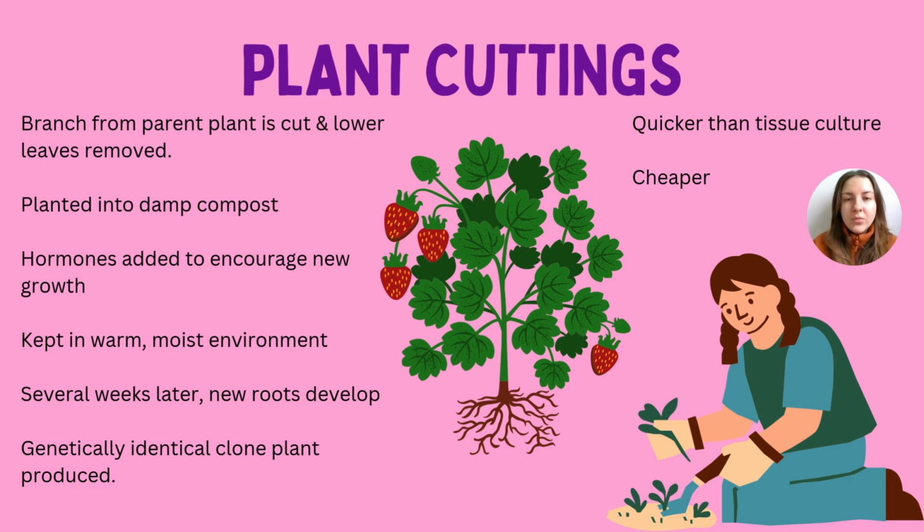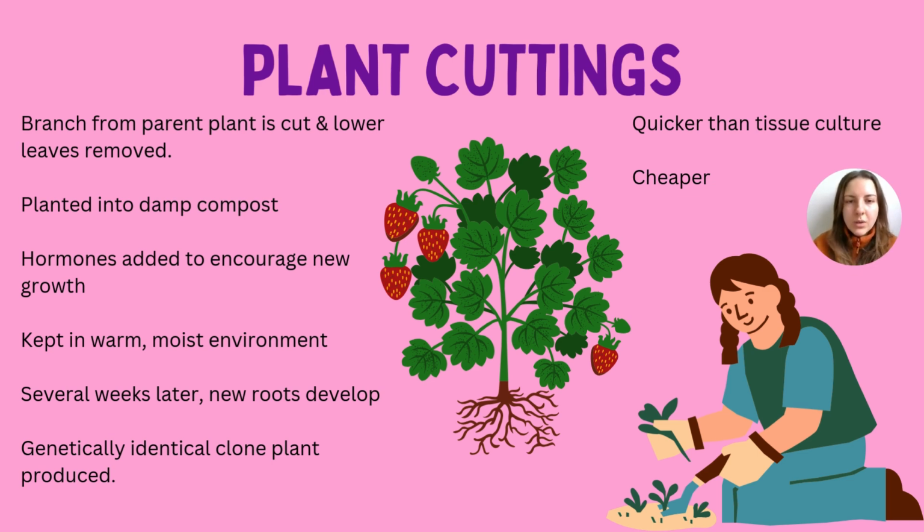So how is this actually done? Well, a branch from a parent plant is cut and the lower leaves are removed. And then the plant is dipped into damp compost and some hormones can be added to encourage new growth. However, in reality, you don't always need to do this. You can literally just take a small cutting and plant it in a pot. But for the sake of GCSE, they like to add in a few extra steps because this is what would be done on a commercial scale.